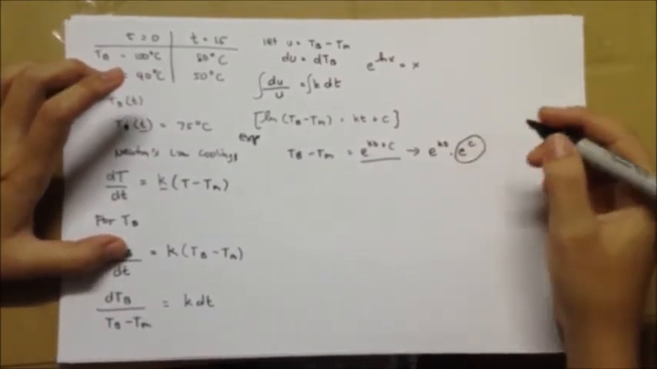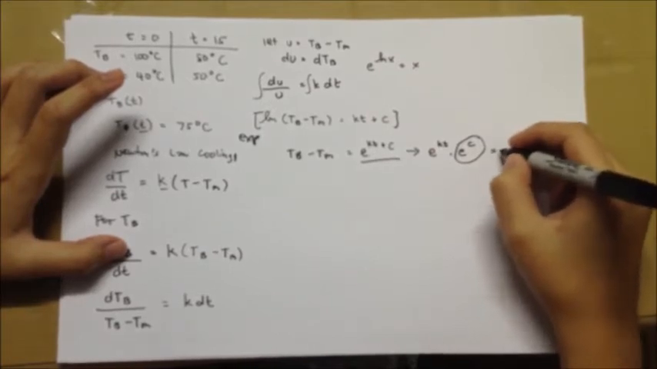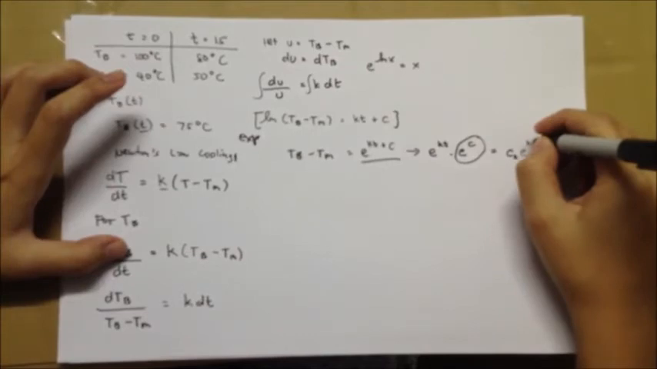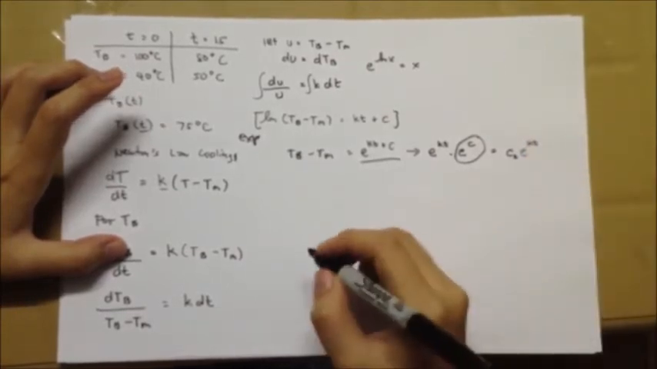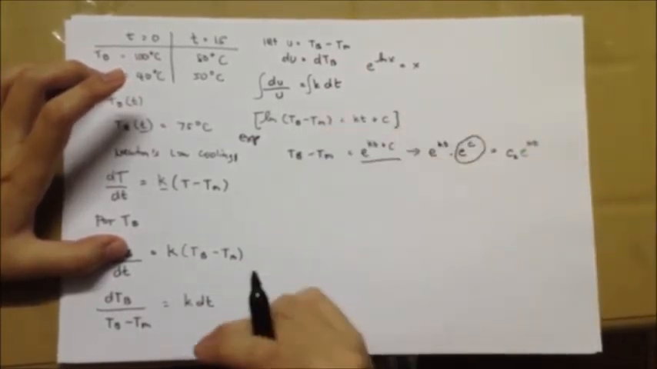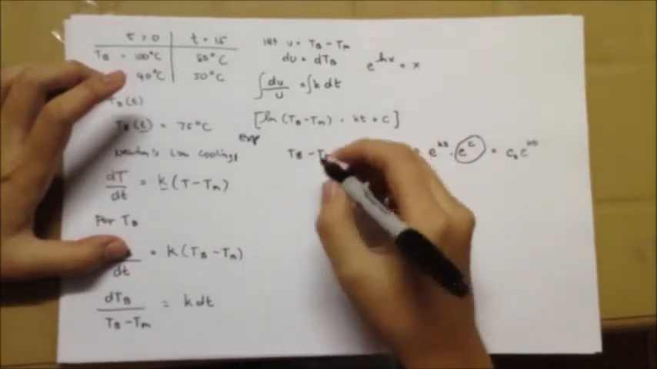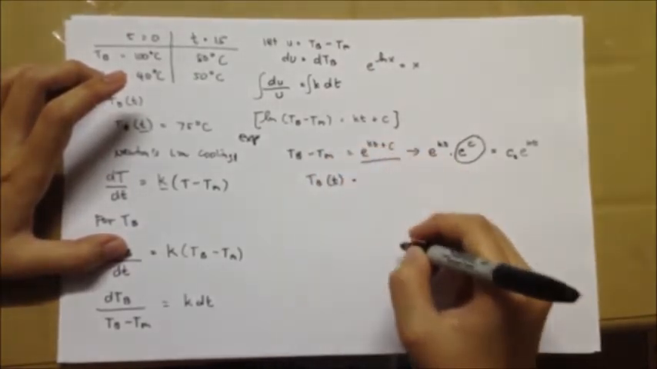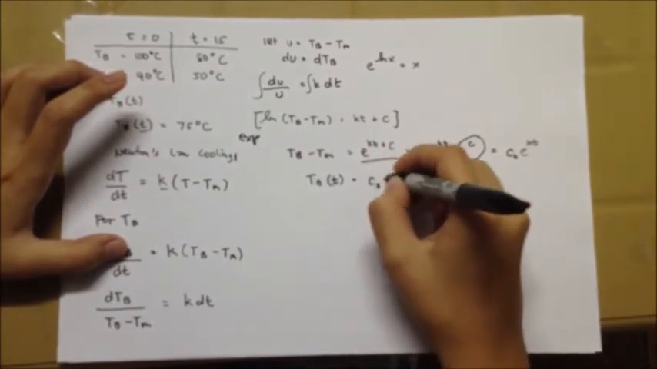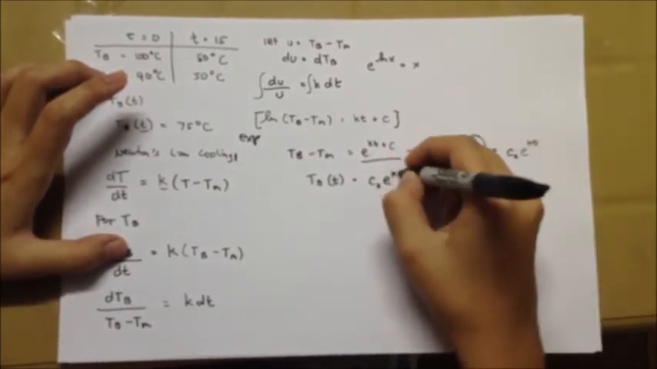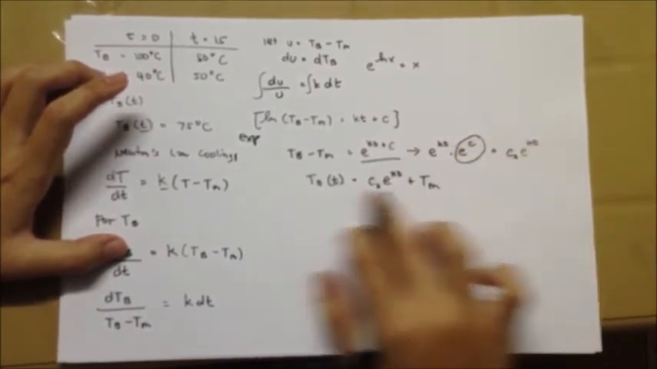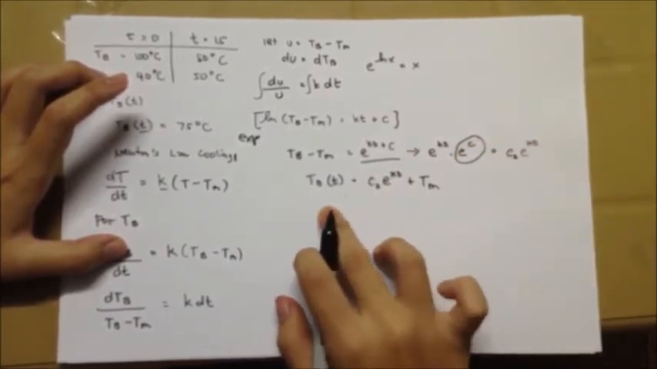Let's label that constant as c2. So, this is just equal to c2 times e raised to kt. Now, I can finally derive the function of temperature of the ball with respect to time, and this is just equal to C2 e raised to kt plus Tm.